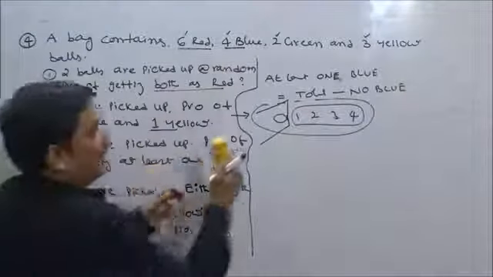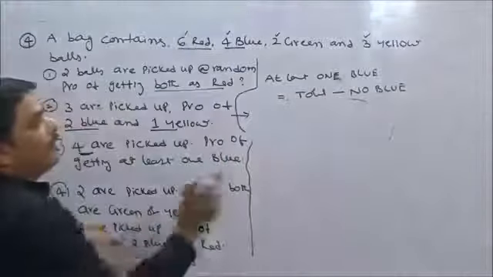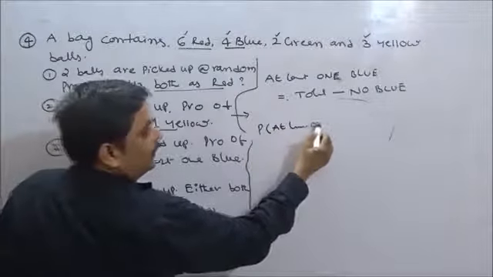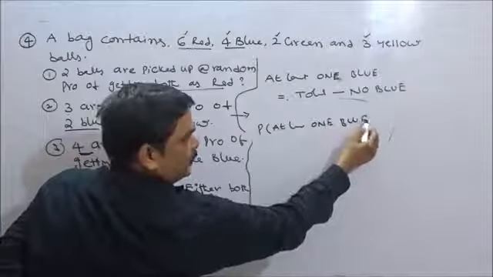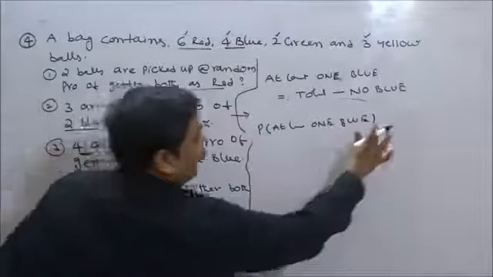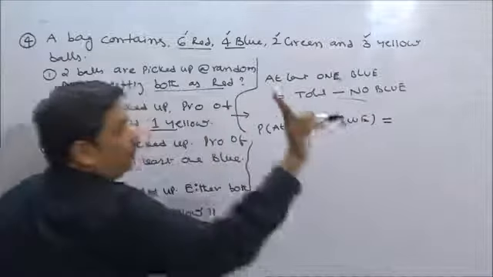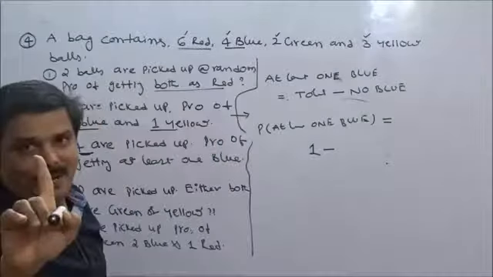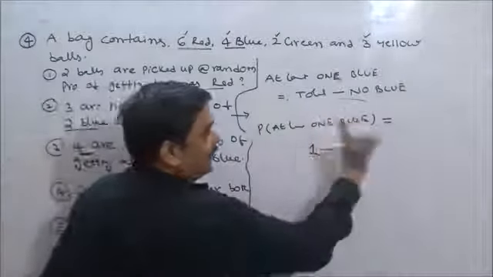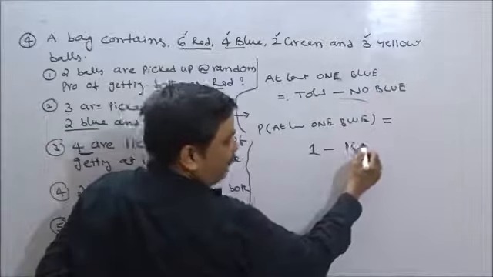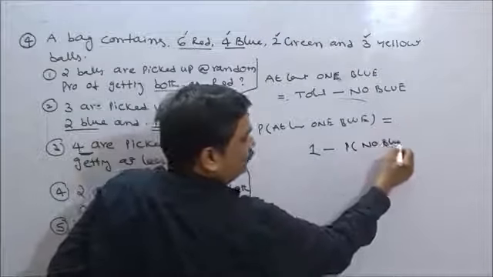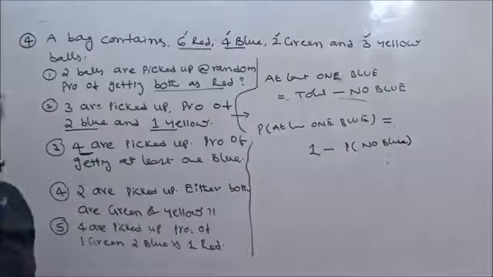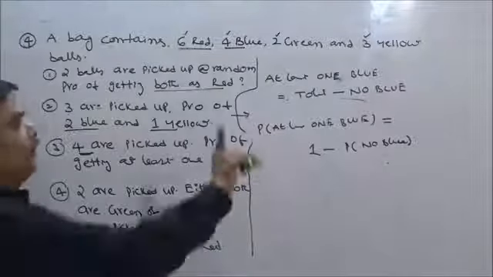Now coming to the probability, getting the probability of at least 1 blue. Remember students, right? This is an important one for you. Probability of at least 1 blue is equal to total, which means 1, minus total probability, so that is 1 minus probability of no blue. 1 minus probability of no blue, I'll get at least 1 blue. Got the clarity, right?